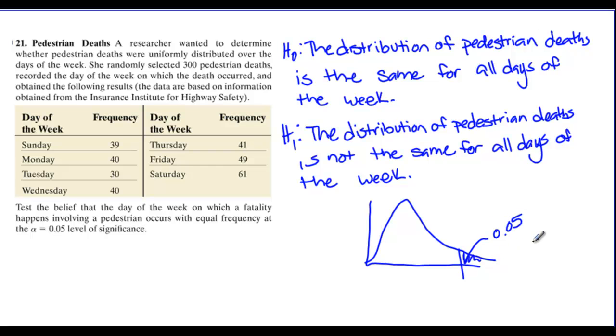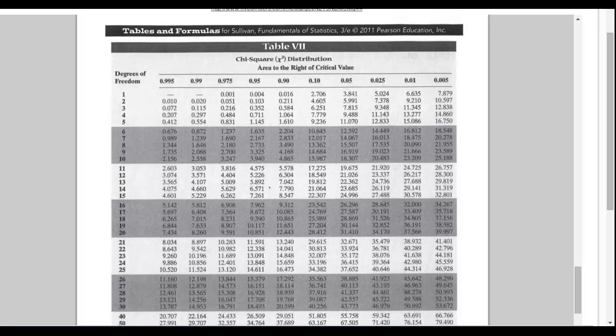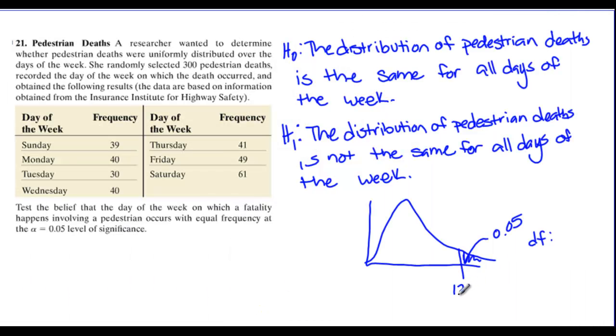We know the alpha is 0.05. The degrees of freedom is going to be k minus 1, or the number of categories minus 1. There's 7 days in a week, so 6 degrees of freedom. So 0.05 with 6 degrees of freedom is going to give us 12.592. All right, now let's start the process of working on our test statistic.